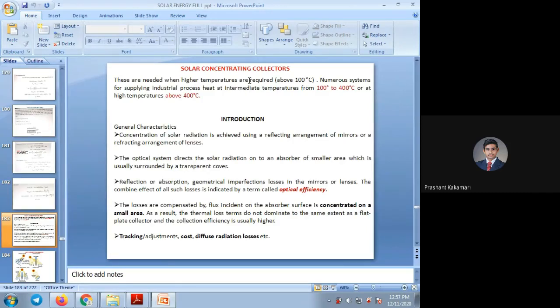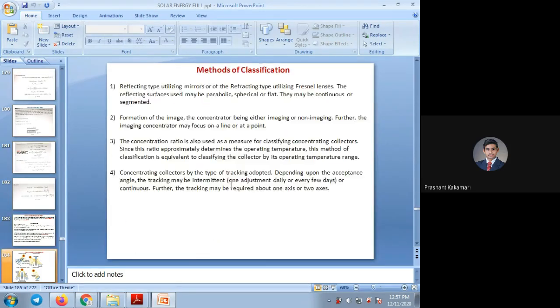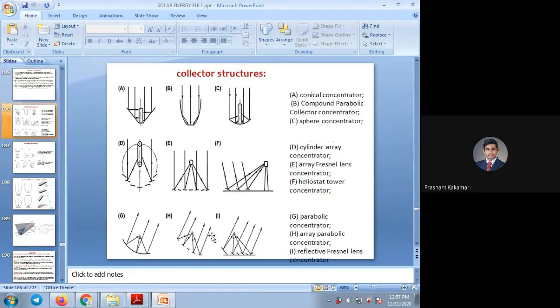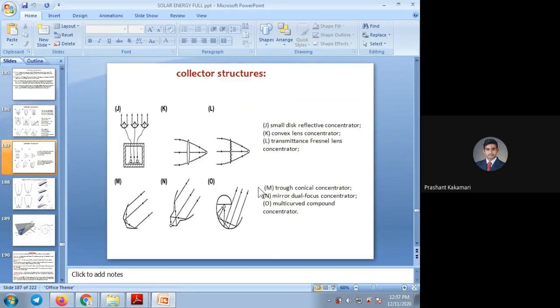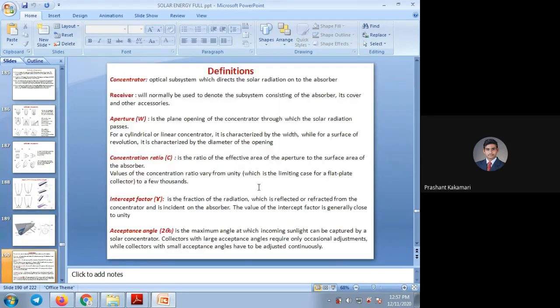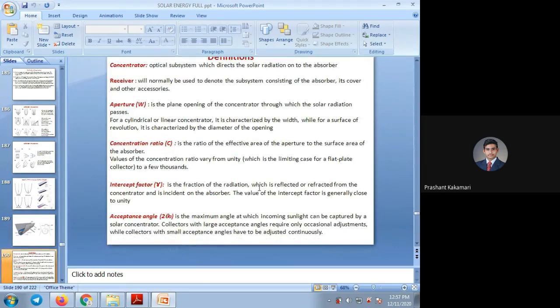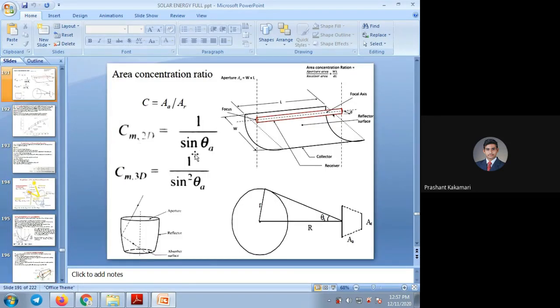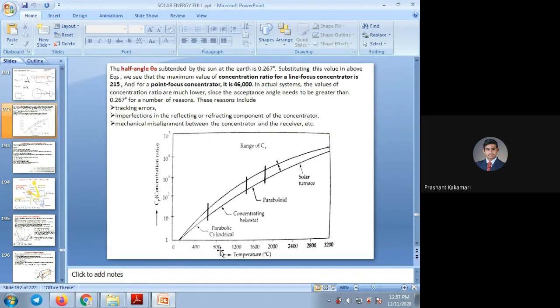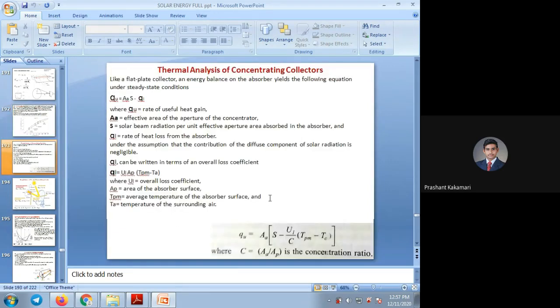Now, concentrating collector, the fifth unit I told you about in the syllabus. This is the part: solar concentrating collector, theory part. Then the types of solar concentrating collectors are very important. Classification of the concentrating collectors, you want to remember this. Then different definitions used in concentrating collectors with some concentration ratio equations. Okay. Then we discussed the different concentration ratios for different collectors. Then the thermal analysis, only this equation.